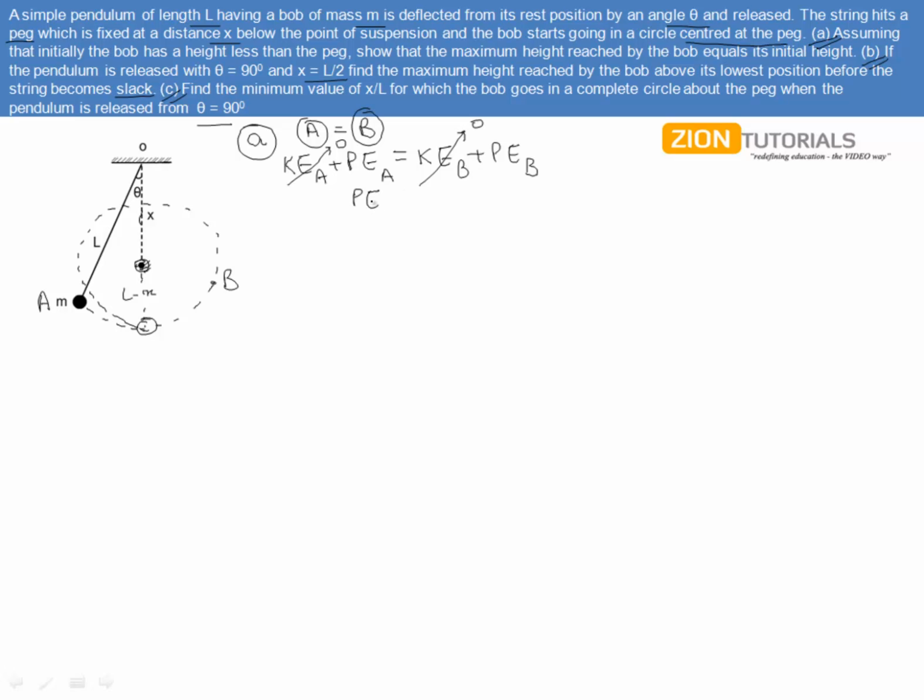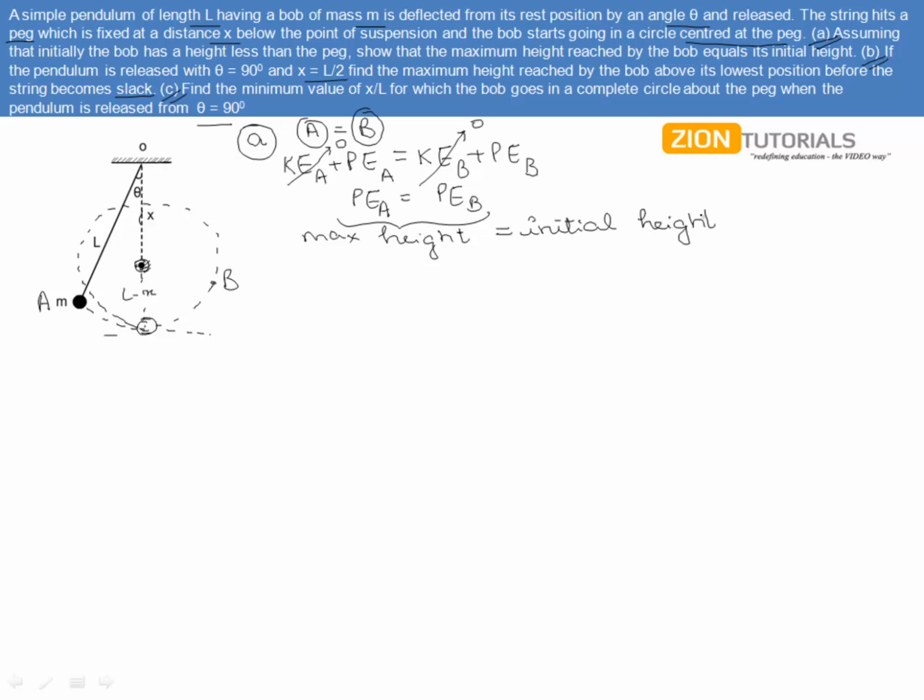So we can say that the potential energy at A is equal to the potential energy at B, and if we take this to be the reference, then the height will be the same. Hence the maximum height for the bob will be equal to the initial height, because the potential energy needs to be the same.